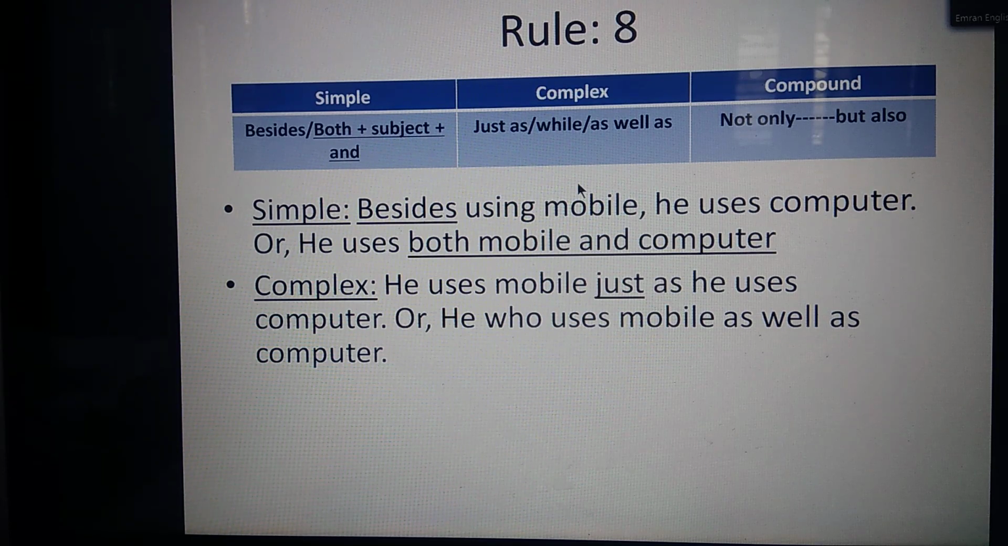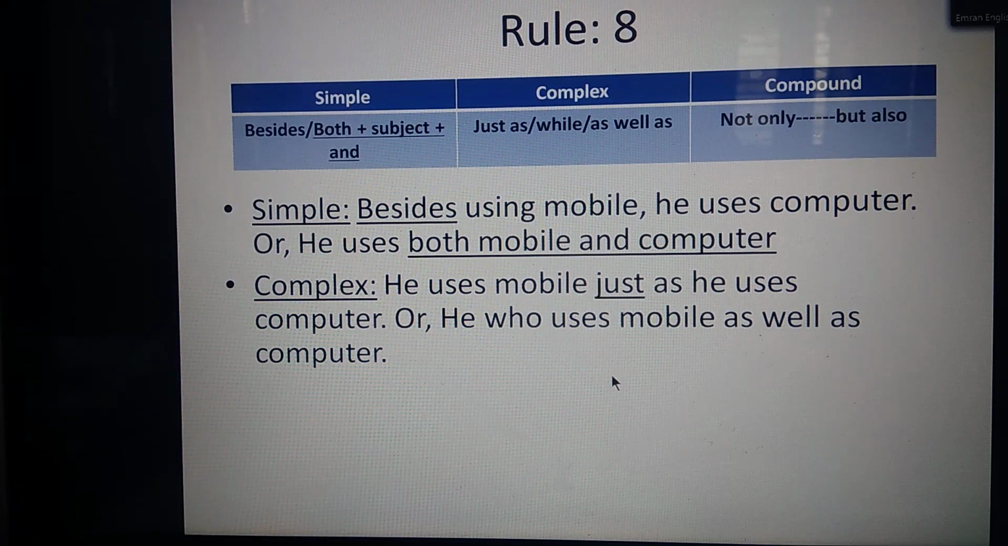To some people, as well as can also be used here in this case, as shown by traditional grammar books. But personally, I prefer to use just as to mean the correct meaning of the sentence.